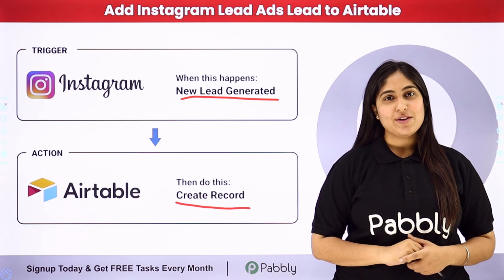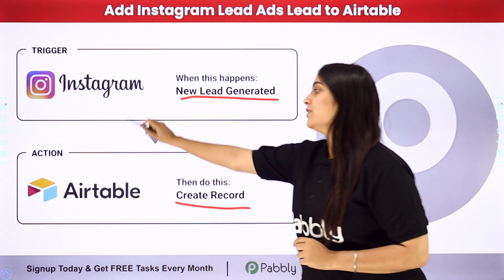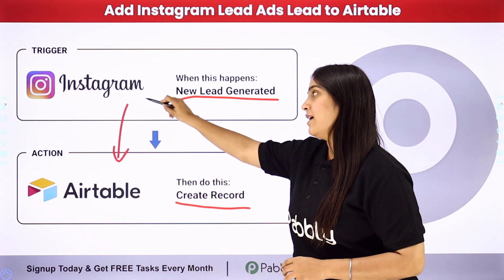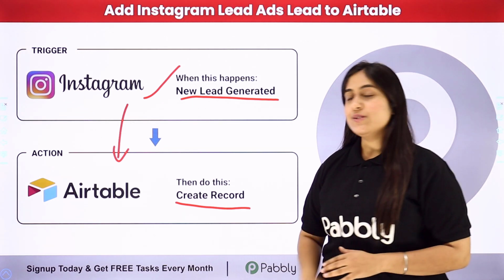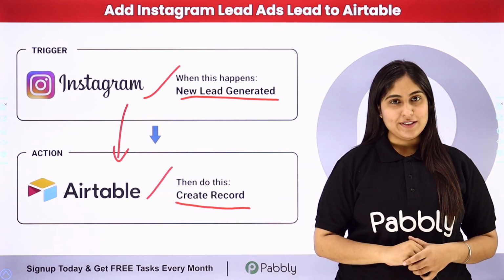So to automate this process, we will use an automation software named Pabbly Connect, in which we need to connect a trigger and an action. So in this process, our trigger application will be Instagram lead ads and our action application will be Airtable. To learn this process step by step, let me take you to my screen.